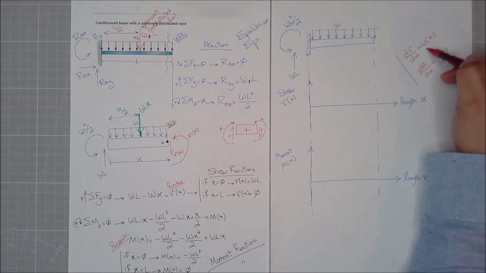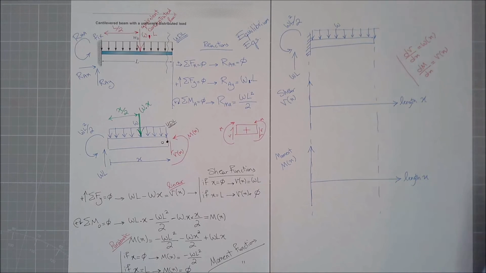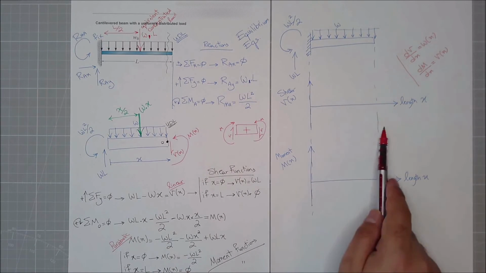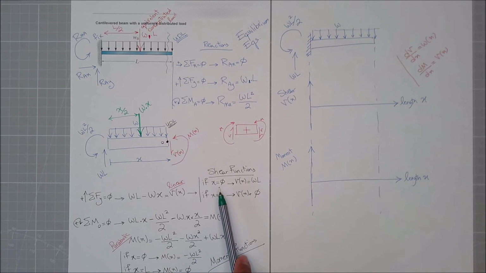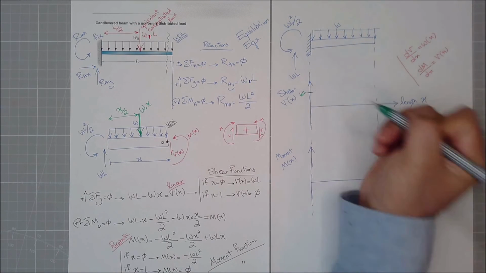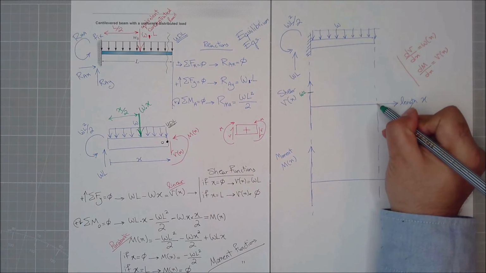So if this guy is linear, this will be parabolic. If this guy is parabolic, this will be cubic, and the other way around. Now we already have guessed that my shear diagram will be a linear one, so it will be a straight line going up or down, and my moment will be a parabolic line. So let's draw it. It says the shear at x equals 0 is omega L. So let's go to omega L. And it says my shear at x equals L, meaning at the last point, is 0.